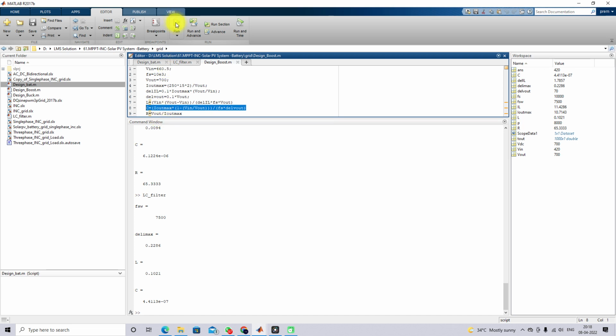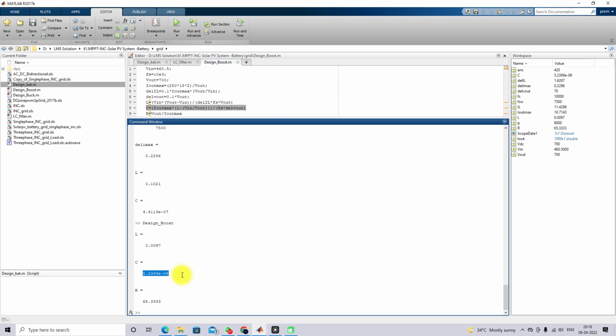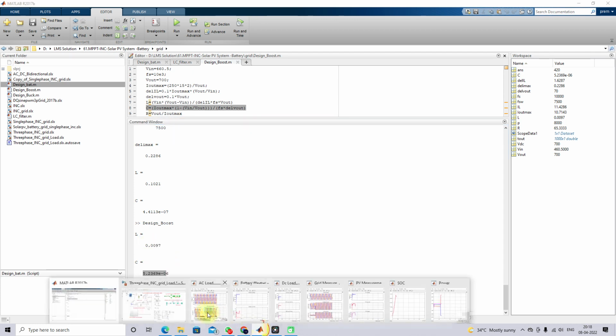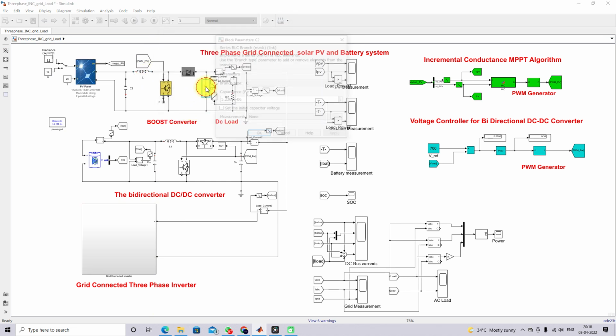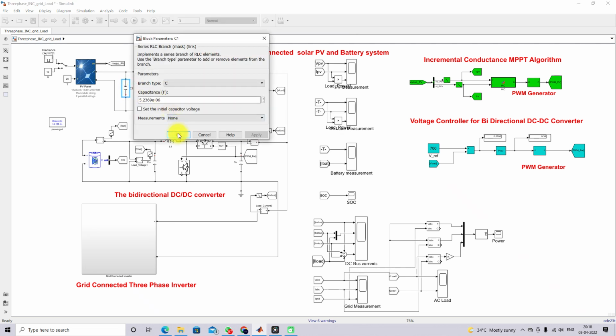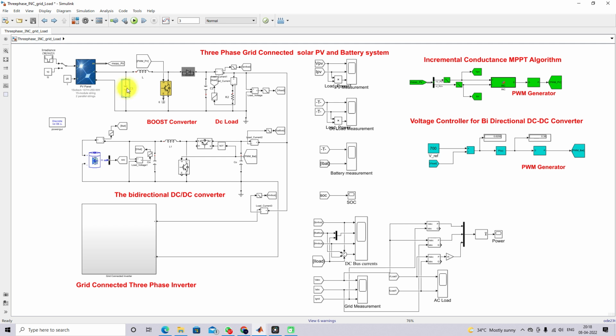So I am going to simulate this one. These are the values for that boost converter, that means the inductor and capacitor values. These values are going to be used in the system L and C. The same value of C we are going to use in the input filter also, the input capacitor also. And next you have to design this bidirectional converter.